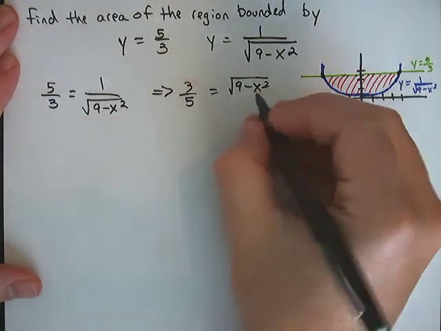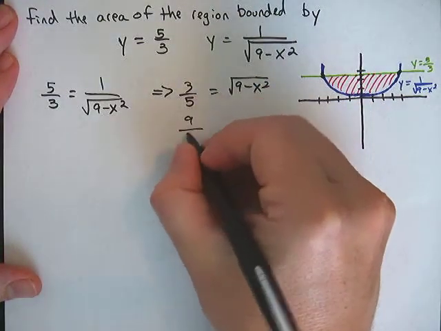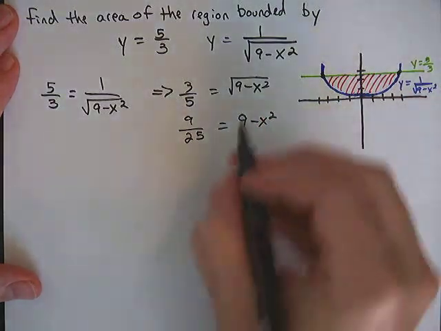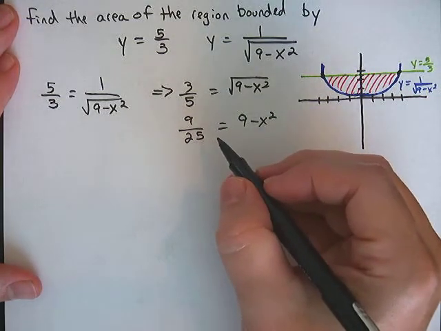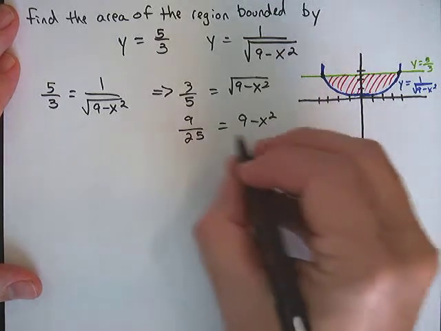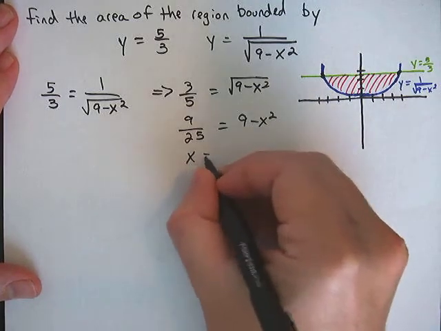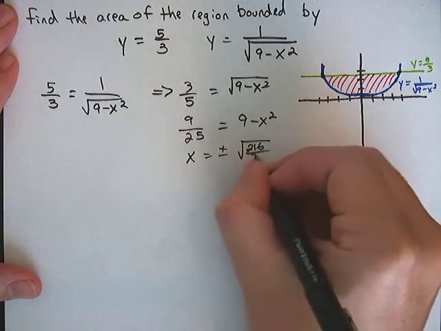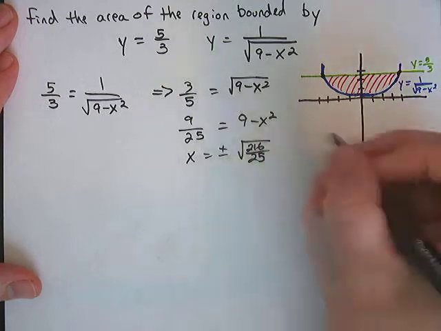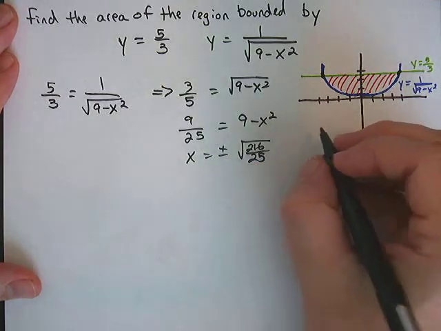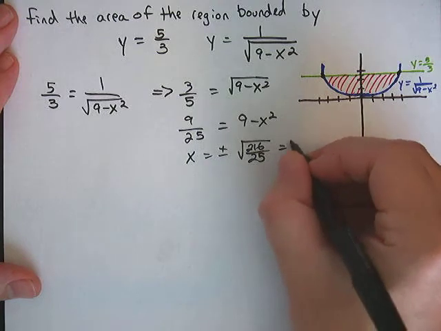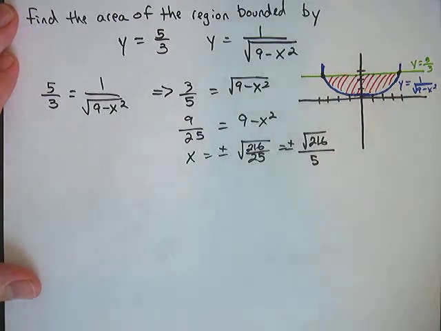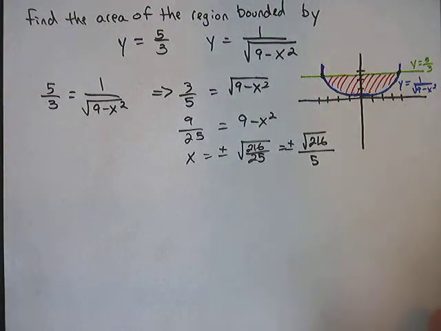So we square both sides. We get 9 over 25 is equal to 9 minus x squared. Okay, move the 9 over, and then take the square root of both sides. So you end up getting x is equal to plus or minus the square root of 216 over 25. And you can take the square root of the denominator if you want, or you can just leave it like that. I will go ahead and do it. So square root of 216 over 5, plus or minus. So those are our limits of integration.